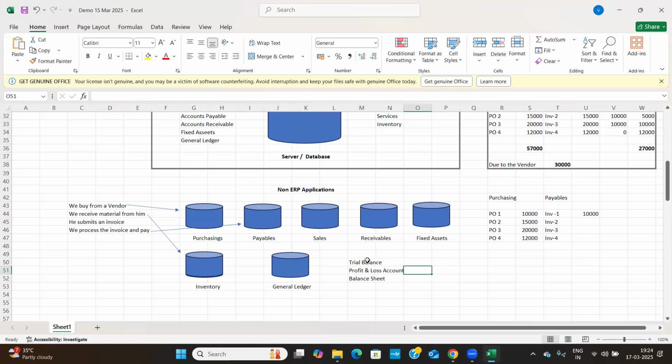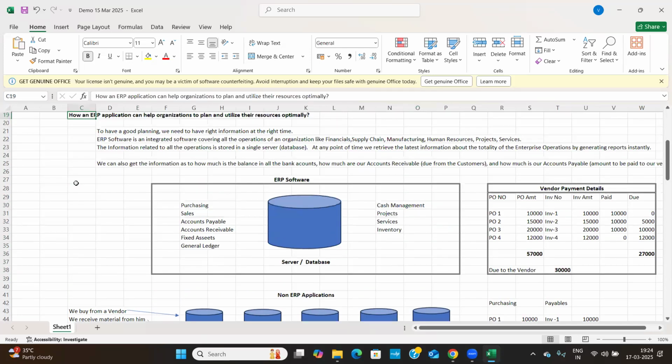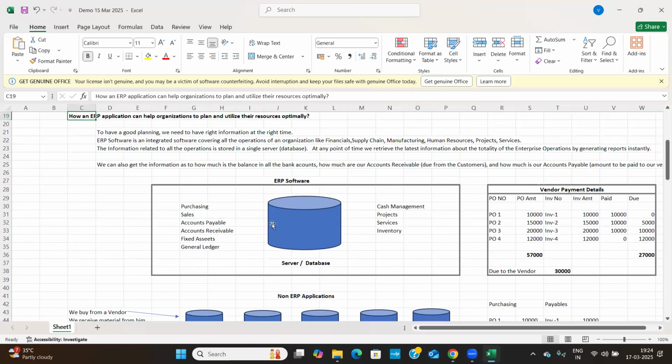See how difficult it is to manage. You have to get it here, post them here, everything you have to do manually. A lot of effort is required in this. That was the challenge faced by people before the ERP came into existence. But now in this case, you see how easy it is.